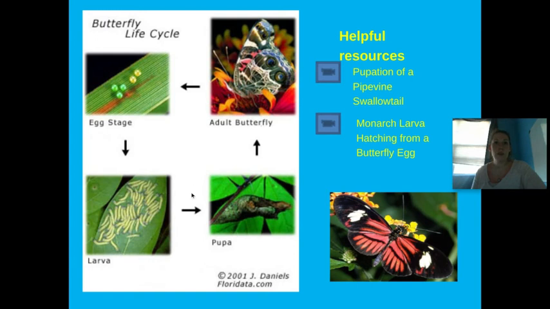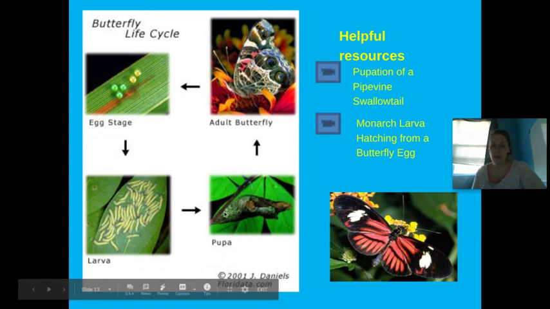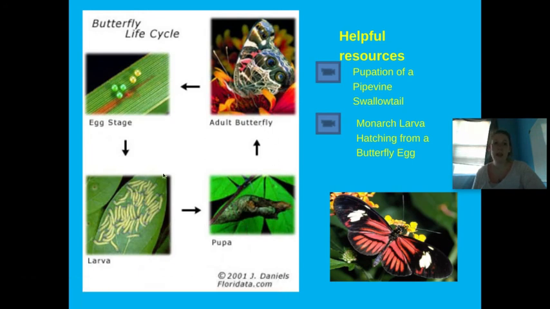All right, so just running through that butterfly life cycle one more time. So here is the egg stage, okay, the larva stage, or as a caterpillar, pupa, where it is in its chrysalis or its cocoon, and then the adult butterfly, right? And then it goes back around and around in that cycle, right?